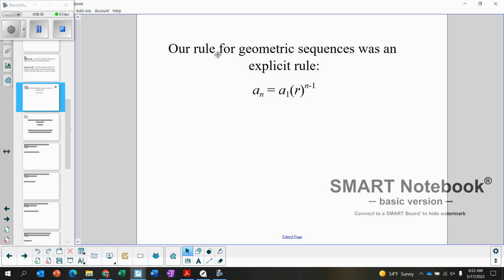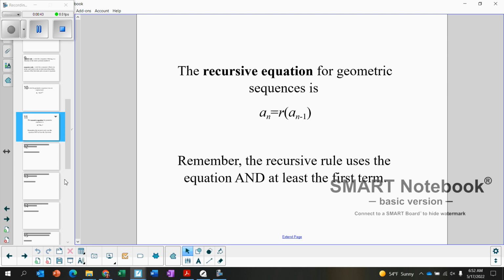So our explicit rule for geometric sequences was a sub n equals a sub 1 times r raised to the n minus 1 power. If I'm going to write a recursive equation, I would include the first term, and then I would have a sub n equals r times a sub n minus 1. So really the only thing I would be plugging in here is the r. I would leave a sub n and I would leave a sub n minus 1.